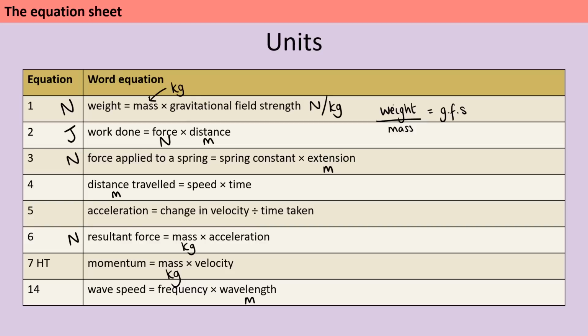For equation number 3, rather like equation number 1, you can work out what the units for spring constant are going to be if you rearrange the equation. So we can see that spring constant is equal to force divided by extension. So if we take newtons and divide it by meters, we get newtons per meter.